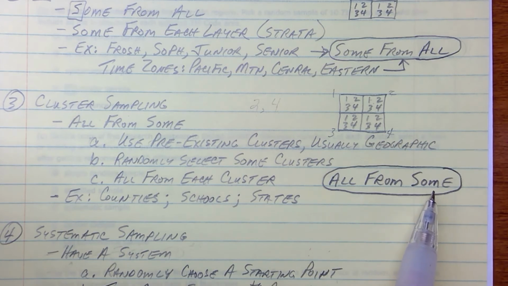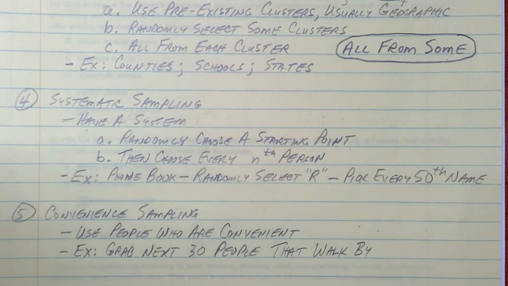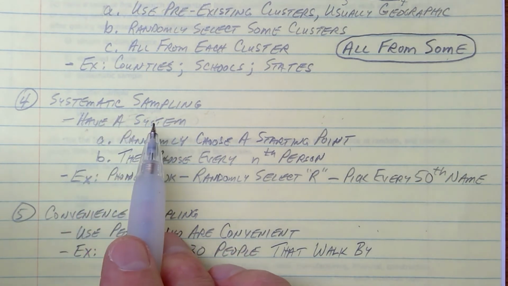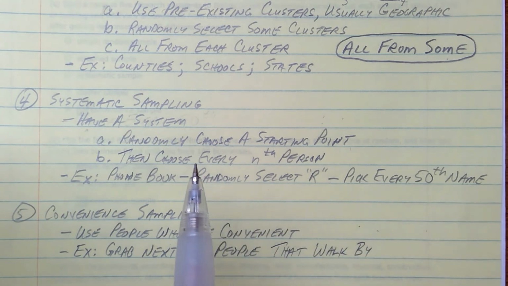I didn't go to all the schools. I just went to some of the schools, but I interviewed everybody. All right, systematic, probably the easiest one to pick out. Systematic just means you have a system, like you're going to pick every 50th name or interview every 30th person or weigh every third cow that goes through the chute, or maybe you're just going to keep every 4th fish out of the lake. So as long as you see any kind of system, that's pretty easy to spot.